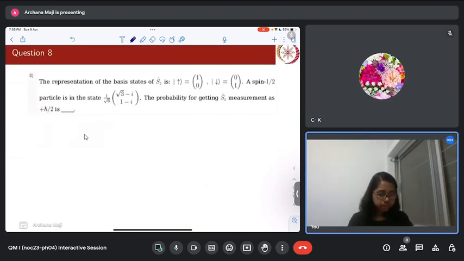Okay, now you have to tell me this one. Probability of getting an Sz measurement as h cross by 2. So your system, your particle is in this particular state. What is the probability of getting an Sz measurement h cross by 2? We have done this type of problem many times. So what do you have to do? Just tell me the procedure. How do we find out the probability of getting a particular measurement? You first need to find out the probability amplitude, then the mod square of that probability amplitude, right?